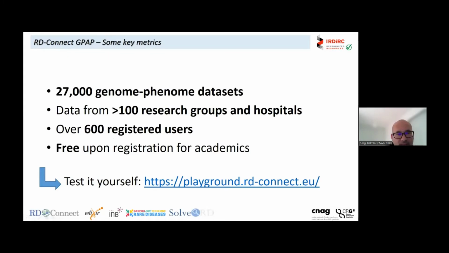Currently, we have about, I mentioned before already, 37,000 genome-phenome data sets. We have data from over 100 research groups and hospitals, and over 600 registered users. Registration is free for academics, although it has to go through that access committee to confirm that person can be registered. If you want to test it, and I will do afterwards, you can use the playground instance that we have in the RD Connect website.